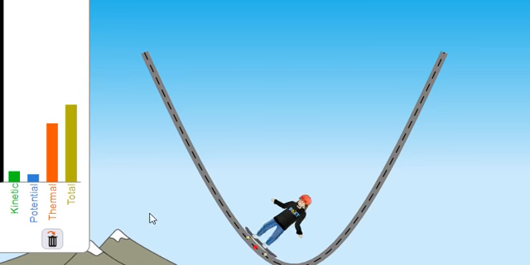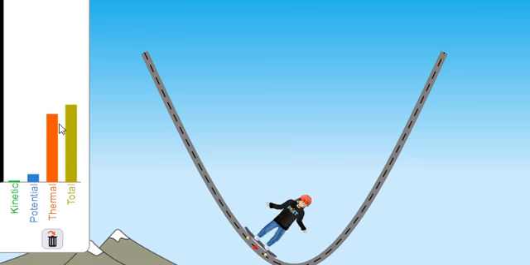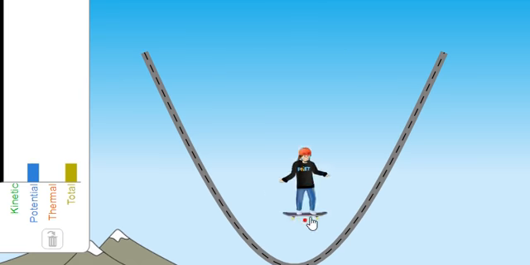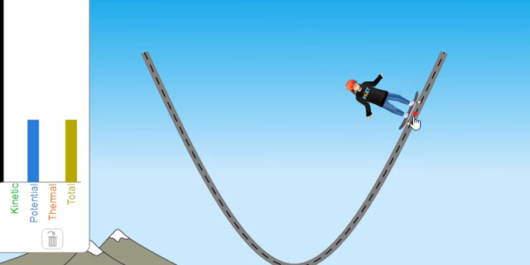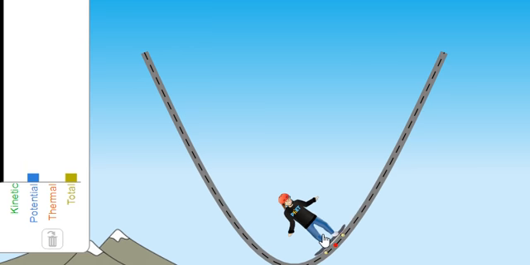And we see as he slows down, the thermal energy goes up. This comes from the friction, and eventually it becomes equal to the total energy. So let's say the total energy of this guy here was some value, and then when he comes to rest, all of this potential energy is converted into thermal energy.